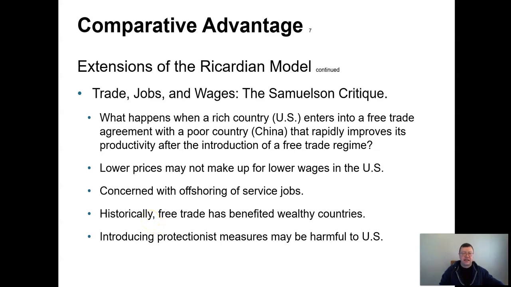For example, there was a guy, Paul Samuelson, who was quite popular. And he said, you know, what happens when a rich country like the U.S. enters into a free trade agreement with a poor country such as China, and China rapidly improves its productivity after the introduction of a free trade regime? He said that the lower prices might not make up for the lower wages in the U.S.